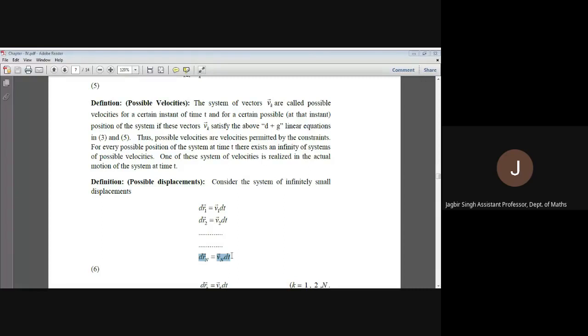And with this, corresponding to the possible velocity, we will obtain the possible displacement, because r1, r2, rn are the positions. These are the possible displacements. Hence, corresponding to the possible velocities, we obtained the possible displacements.